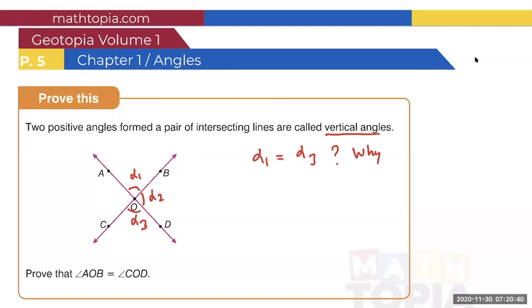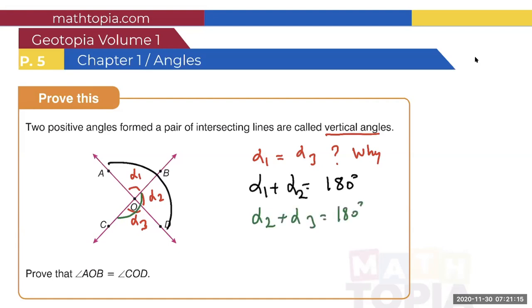Okay, where should I start, Ava, to do this proof? Well, you can start by noting that alpha 1 plus alpha 2, as they form a straight line, equals 180 degrees. Then is there any other 180 degrees you see? Is there any 2 supplementary angles? Yes, I do actually. Alpha 2 and alpha 3. Alpha 2 plus alpha 3 is also 180 degrees.